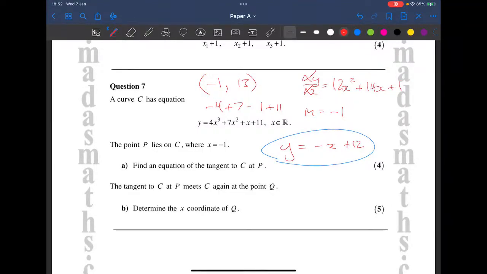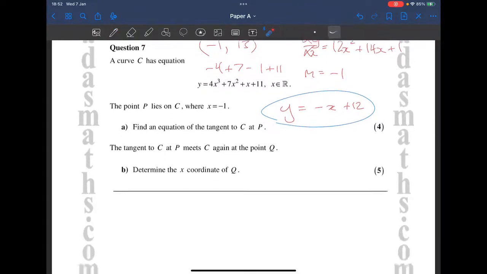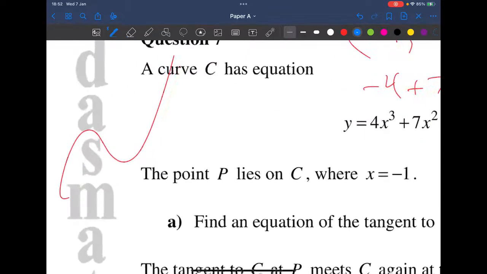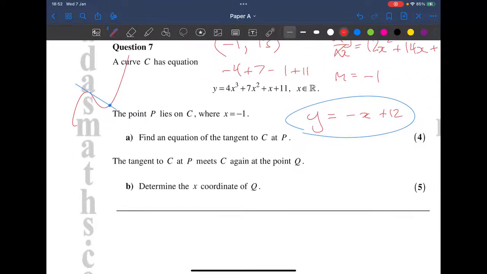What we've got to do for part B, the tangent to C at P meets C again at the point Q. Determine the x coordinate. Okay, so in this sort of case, again, it's intersecting lines. We've got a tangent and we've got a cubic. I don't know exactly where this cubic's going to be or where exactly the tangent's going to be, but effectively, imagine the tangent was here. It's going to come through and just stab the line again at this point. So we want to solve them as simultaneous equations.